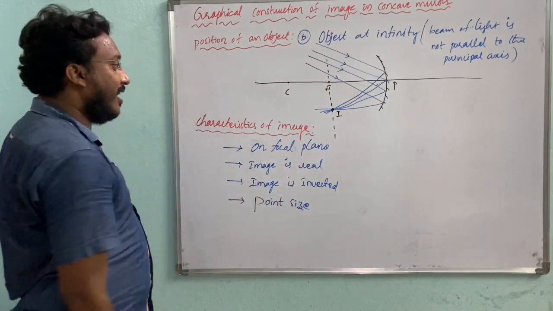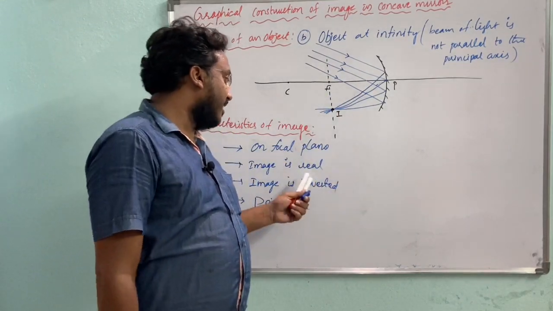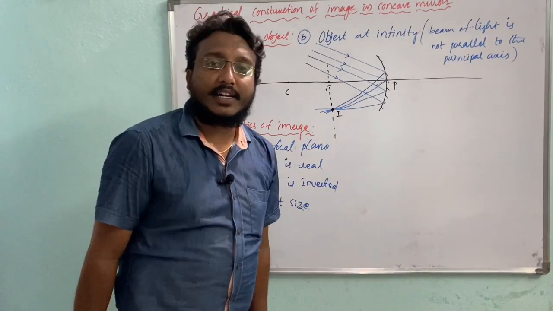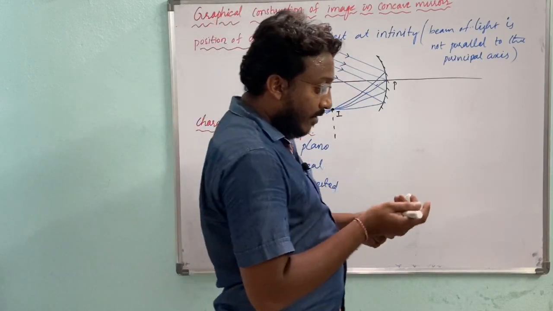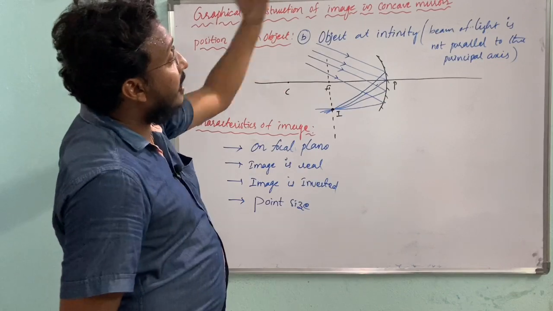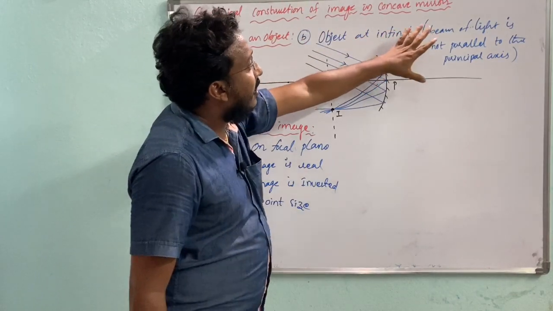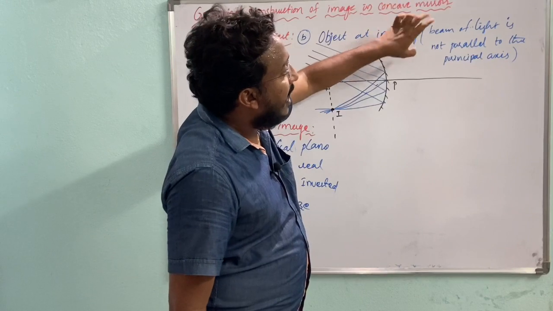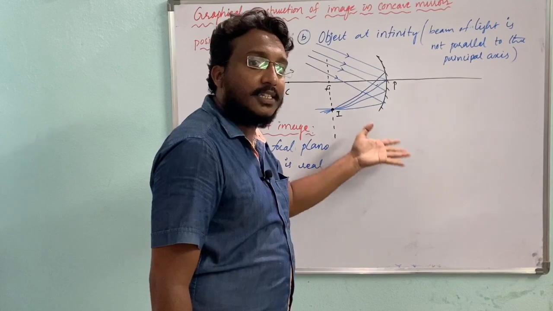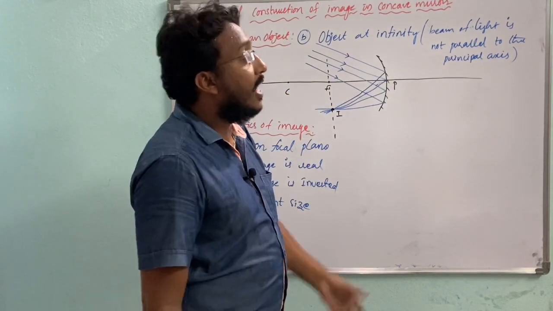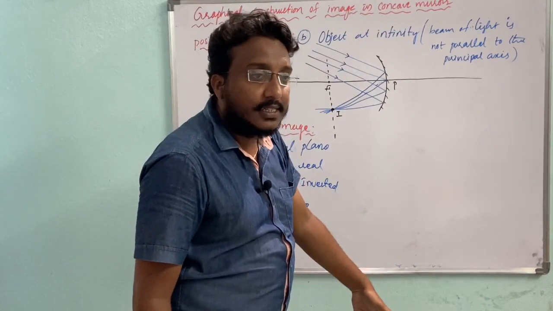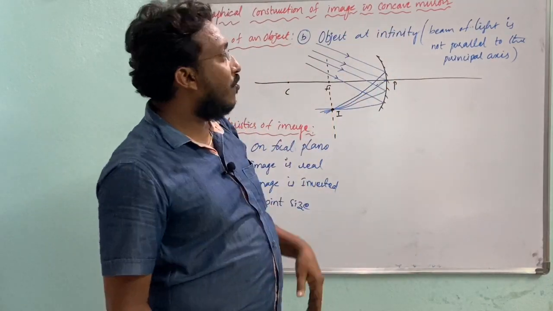Have you understood or not? Then what type of image? Real image. Real images are inverted and the size is point size. At infinity, we have two types of images. Either the beam of light is parallel to the principal axis, in such case the image is formed exactly on the focus. If the beam of light is not parallel to the principal axis, then the image is formed on the focal plane.